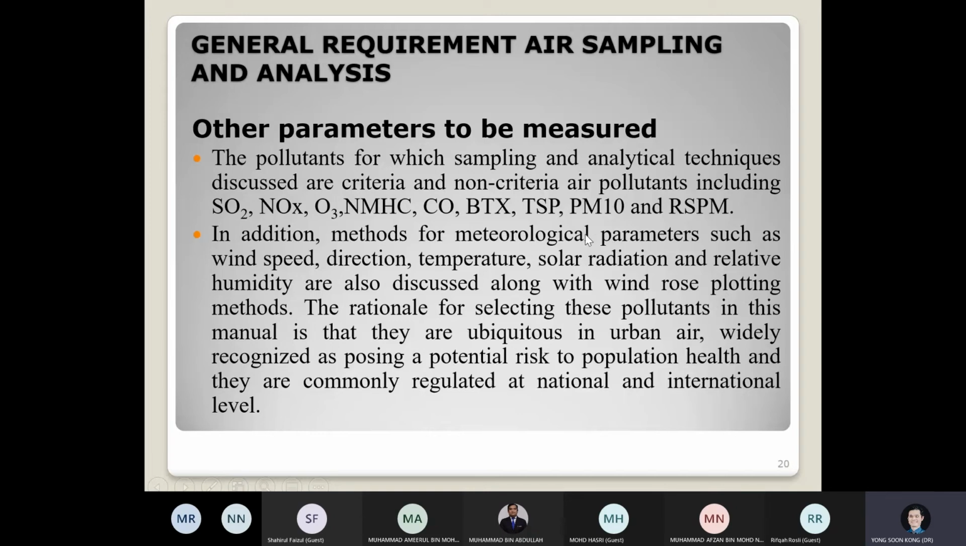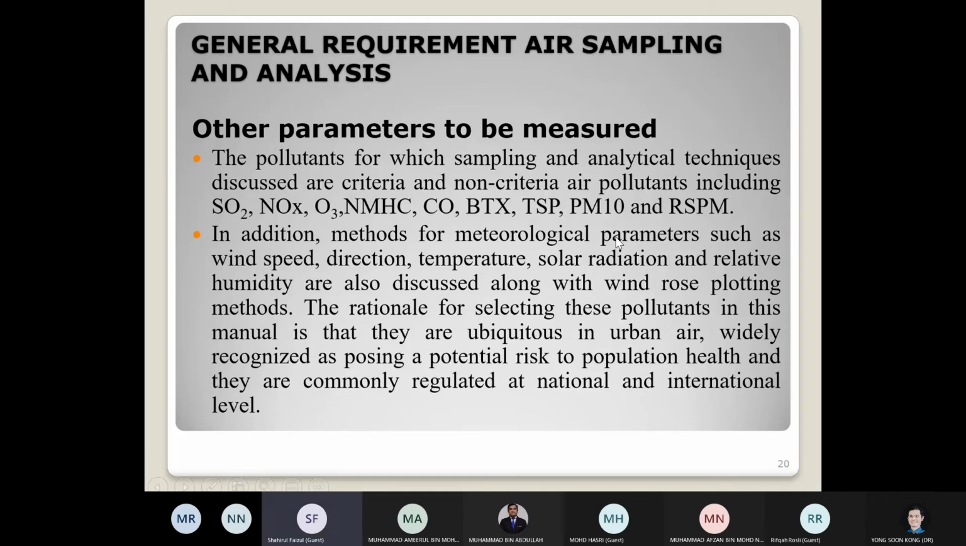So in addition, meteorological parameters such as wind speed, direction, temperature, solar radiation, and relative humidity are also discussed, along with the windrose plotting method. I think these are very straightforward, but perhaps you haven't seen this word before. Windrose plotting. This is actually a diagram that shows the direction of the wind and also how strong the wind is. So this is a plot that you can see from the meteorological report lah.